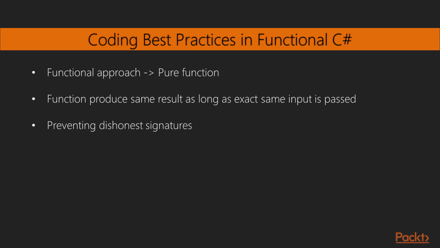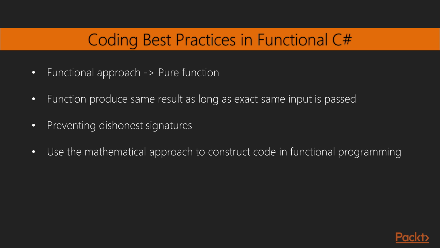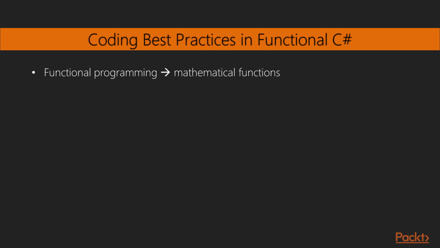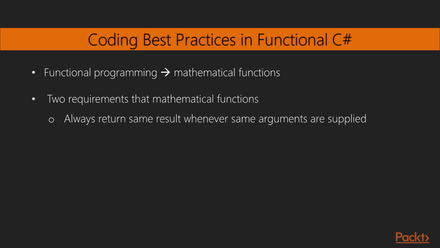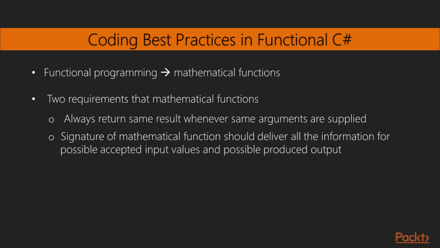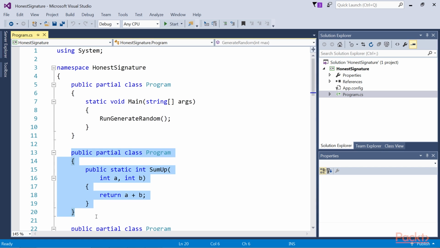As we saw in an earlier section, we use the mathematical approach to construct our code in functional programming. In other words, functional programming is programming with mathematical functions. There are two requirements that mathematical functions must fit. They are, a mathematical function should always return the same result whenever we supply the same arguments. The signature of the mathematical function should deliver all the information for the possible accepted input values and the possible produced output. Let's take a look at the code, which we can find in the honestsignature.cs project.